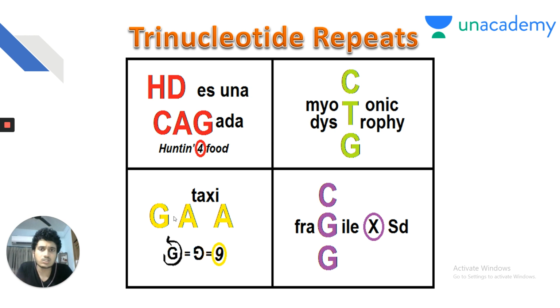CAG repeats, you first think of Huntington's chorea. The first thing that should strike your mind is Huntington's chorea. So they must be at your fingertips. You do not need any logic to remember this. Some things need to be remembered and you should follow them strictly.